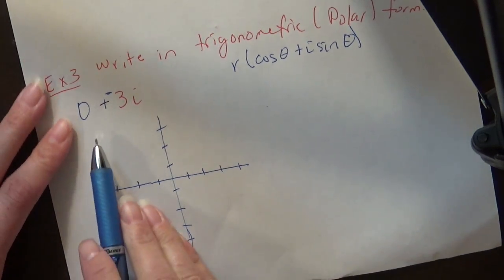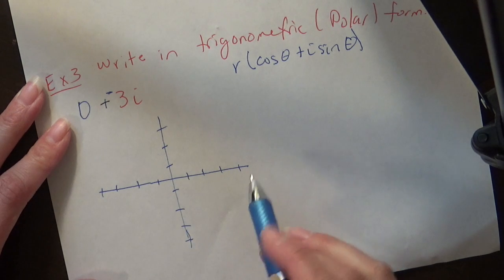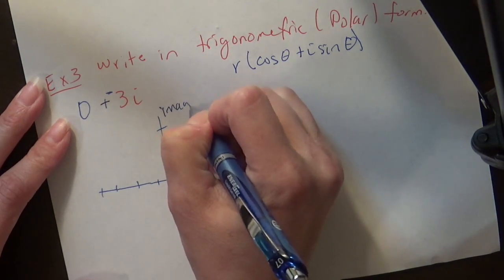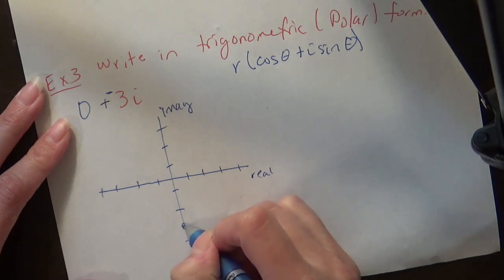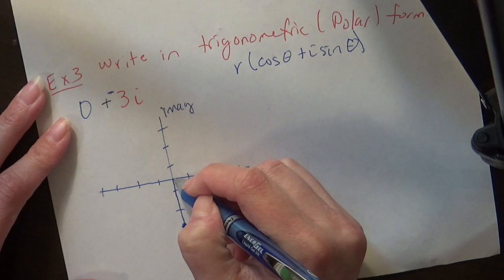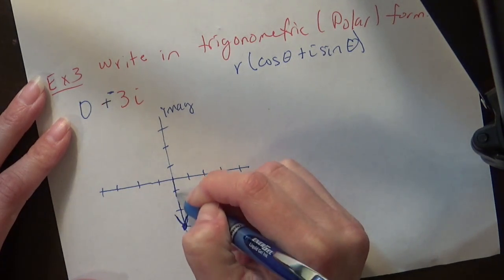Okay, so the real part is 0. So I don't have to go anywhere on the real axis. And the imaginary part is negative 3, so I come down here. Alright, so here is my vector. It goes from the origin to this point. Just like that.